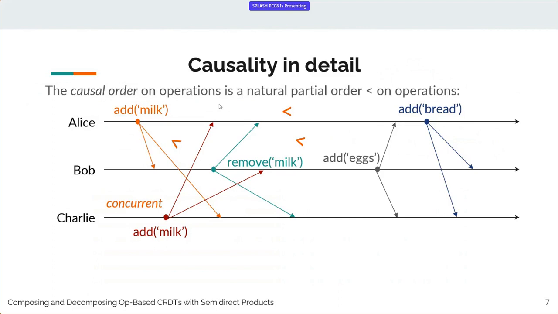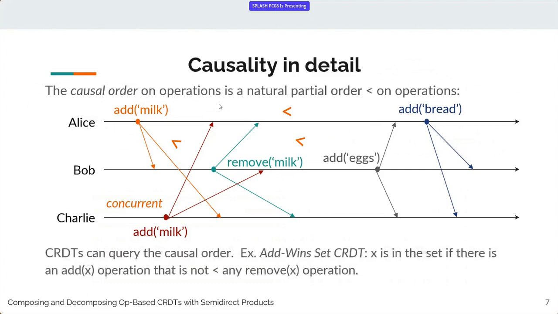The use of the causal order in CRDTs is that everyone in the system agrees on the causal order of messages, even if they don't agree on an absolute order of messages, which means that when you compute the CRDT state, you're allowed to query the causal order. For example, the classic add-wins set CRDT says the state of the set is the set of elements X such that there was an add X operation in the history which is not causally less than any remove X operation. So in this example, milk is in the list because both Alice and Charlie have added it to the list, but only Alice's addition was actually removed. Charlie's addition operation was concurrent with the removal, so it's unaffected by it.